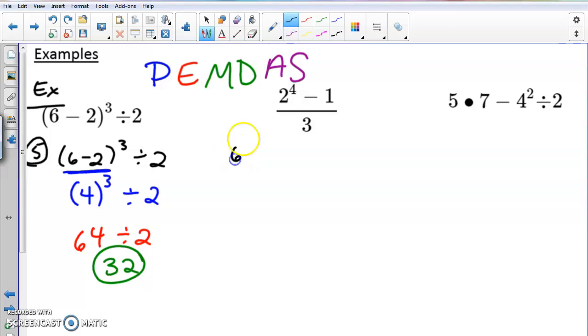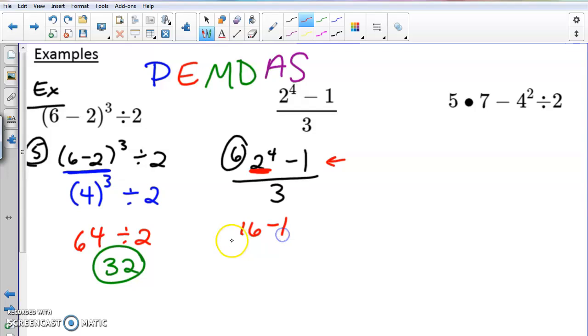So example 6, we have 2 to the 4th power minus 1 over 3. Once again, we start off with parentheses. There's no parentheses, so we're good. E is exponents. I do have an exponent. I have 2 to the 4th power here in my numerator. So 2 to the 4th power is 2 times 2 times 2 times 2, which gives us 16, minus 1 over 3.